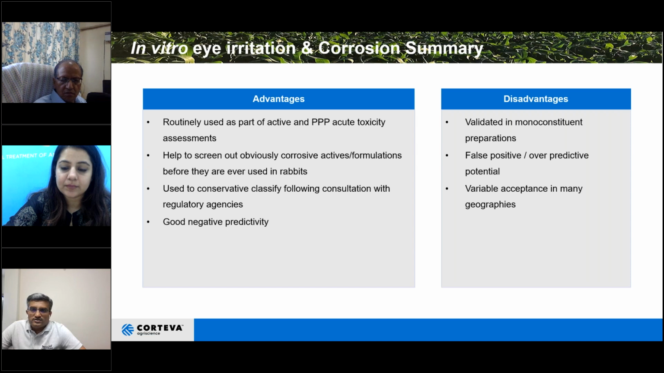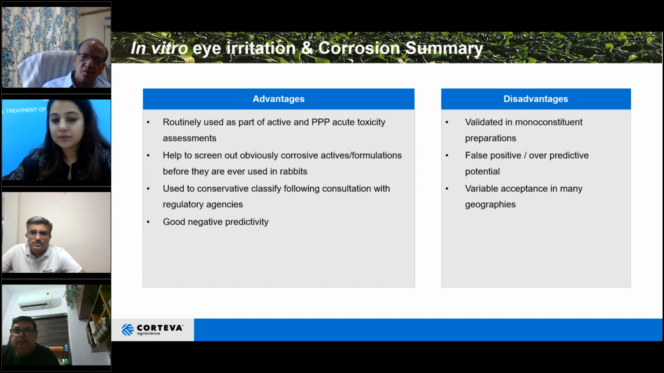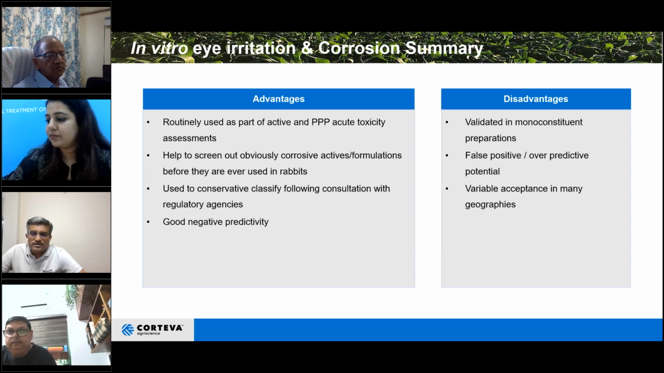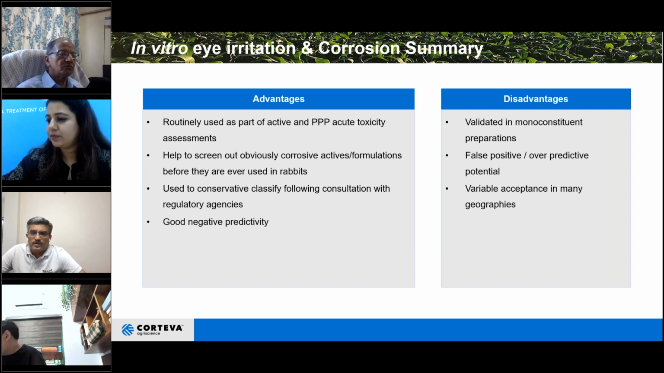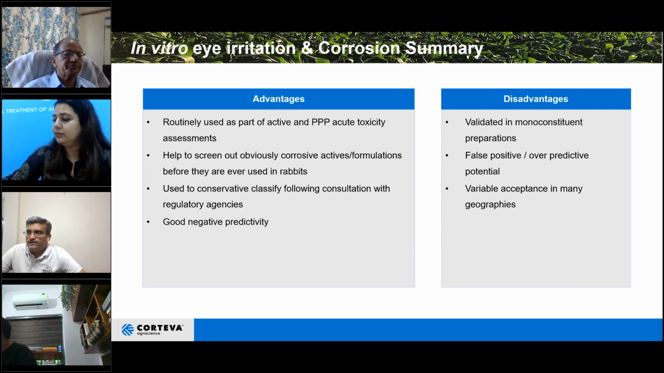Some of the disadvantages are that they are validated in monoconstituent preparations. They tend to have false positive or overpredictive potentials, and these in vitro tests have variable acceptance in many geographies.